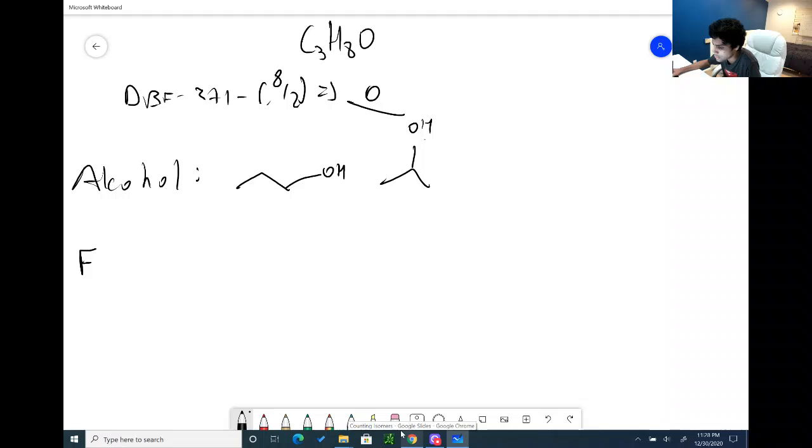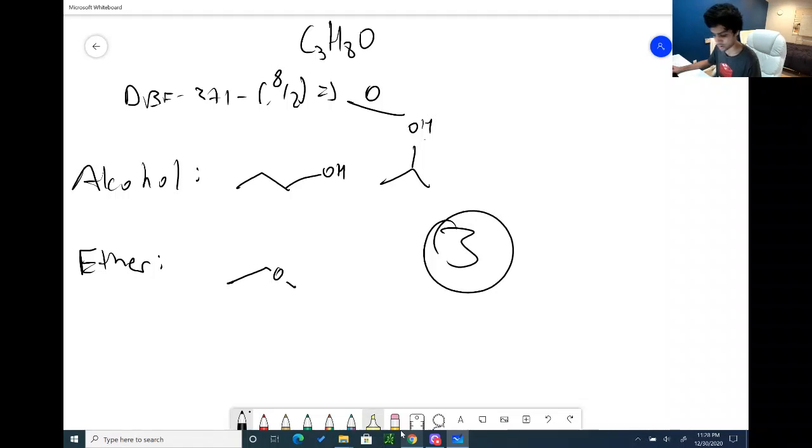And then our ether, we create a 3-carbon chain, but you have to cleave one part and add an oxygen atom. So that's 1, 2, and 3. So these are 3 isomers of C3H8O.